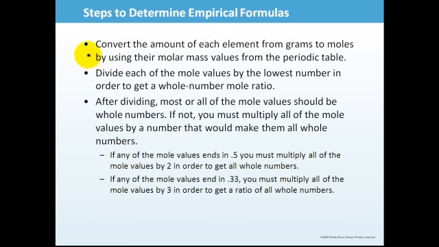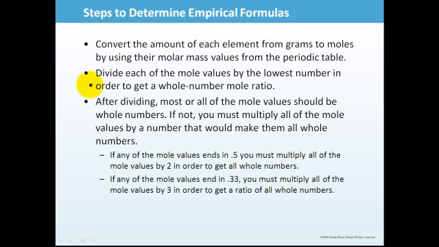So there are some steps that we follow, and I kind of alluded to them a moment ago. The first thing we do is we take the amount of elements in grams and convert that to moles. And we do that again by dividing by the molar mass from the periodic table. So we're doing exactly what we did a moment ago in the conversions, but we're just doing it like we did in 2.04 where we're doing just the element.